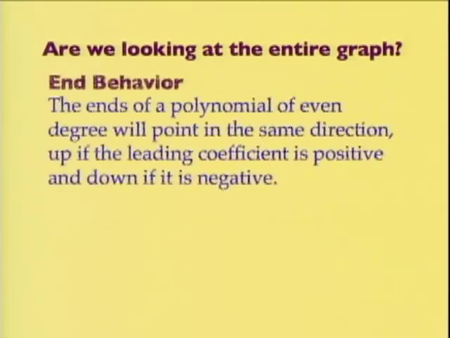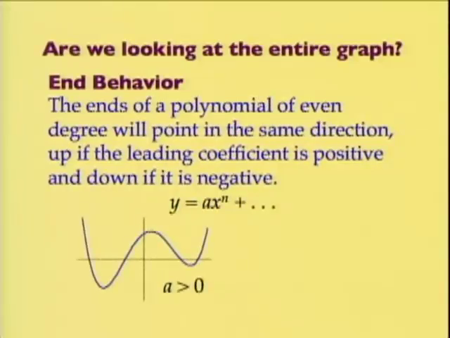Another thing to take into account is the behavior of the graph. If a polynomial is even degree, then it doesn't matter whether we take a big positive number or big negative number and raise it to an even power. You're going to get a big positive number. So as long as the leading coefficient in front of that term is positive, it will stay positive, and both ends will go up like this.